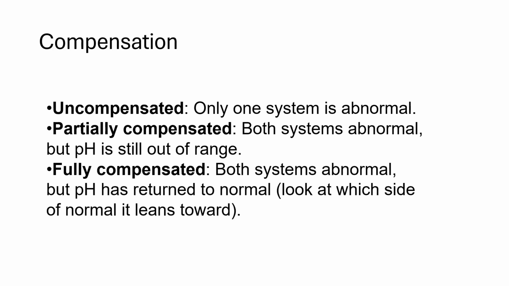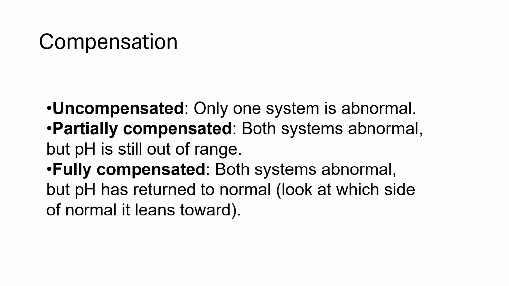Oh, but wait, Miss Debs, what about compensation? Okay, so we've figured out how to interpret our ABGs, but we don't know if the body is doing anything to help this imbalance. So when we're talking about compensation, there's 3 different ways of looking at it. There's uncompensated, where only one system is abnormal. It's partially compensated, which means both systems are abnormal, but the pH is still out of range. So the body is working, trying to get that pH back into range using both of the systems available to it, but it is not able to get there yet.